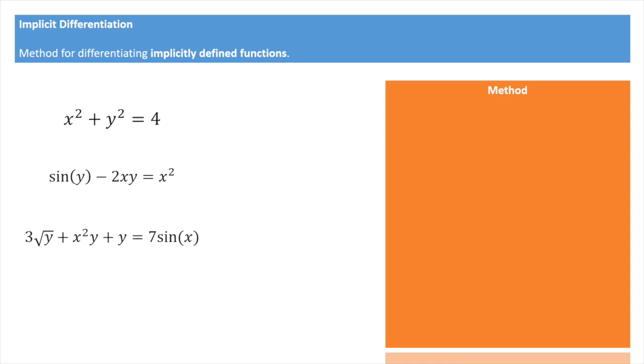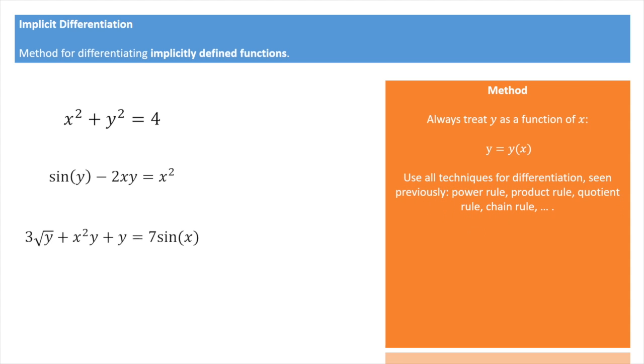So, the way we differentiate these is using implicit differentiation, and the method for that can be summarized as follows. The key thing to keep in mind is that y is just a function of x, and it should always be treated as such. In other words, we can think of y as being y of x, because it is just a function of x, like g of x, h of x, and so on. Once we have that in mind, all the other techniques we've seen so far will still work. Things like the power rule, the product rule, the quotient rule, or the chain rule, they still work, so we're fine there.